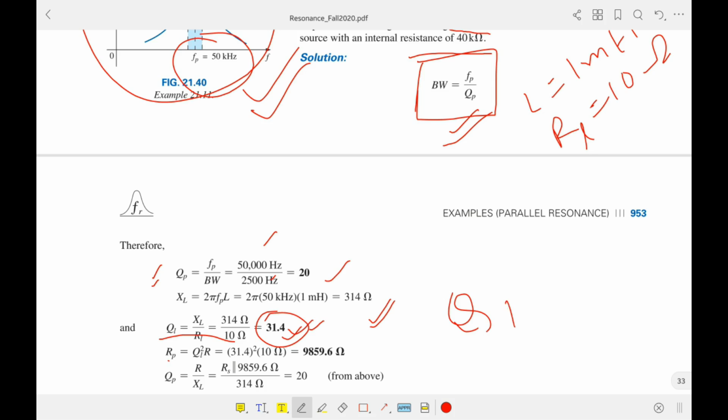So obviously QL is greater than 10, we have found this. So we can use the approximation Rp equal to QL square R. So the values are given here. So Rp is calculated.